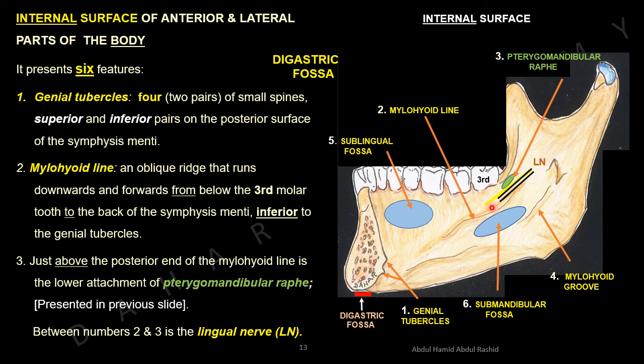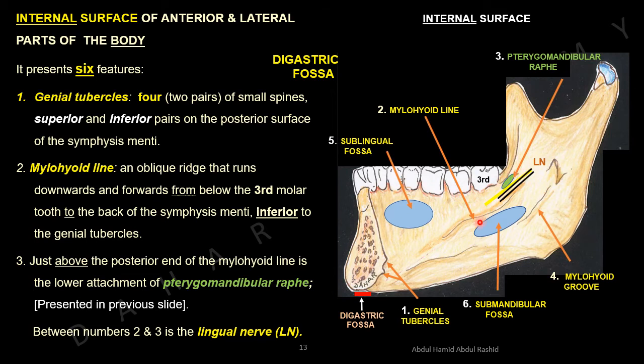Above the posterior end of the mylohyoid line, we have a small area here that is the lower attachment of the pterygomandibular raphe. We have already mentioned that one, the pterygomandibular raphe, which extends from the hamulus of the medial pterygoid to this little area on the internal surface of the mandible.